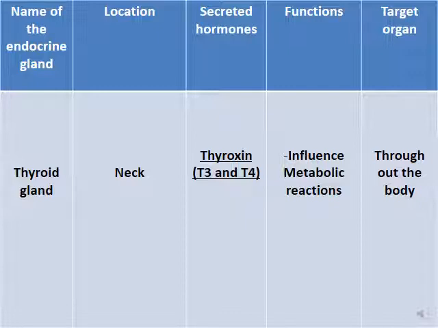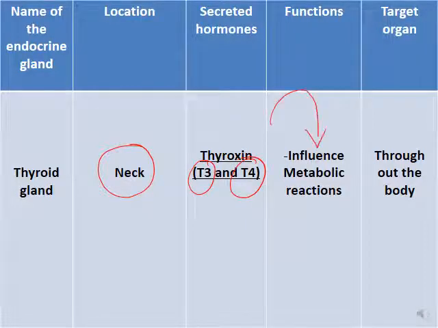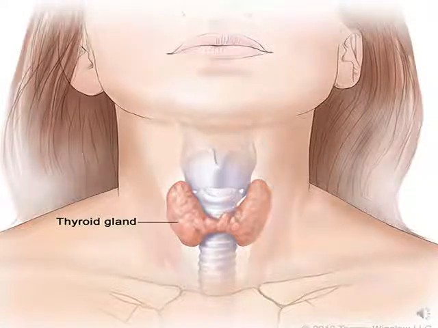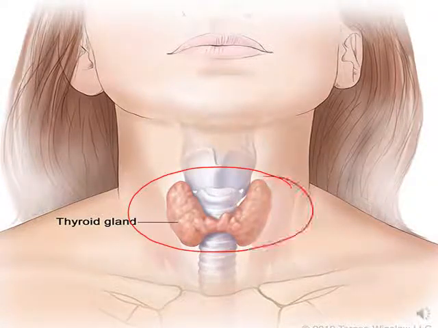Second gland, it's the thyroid gland. Thyroid gland is found at the level of the neck. It secretes thyroxine in its two forms, T3 and T4. It influences the metabolic reactions. It has an important role in the metabolism and it works throughout the body. This is the position of the thyroid gland at the level of the neck.